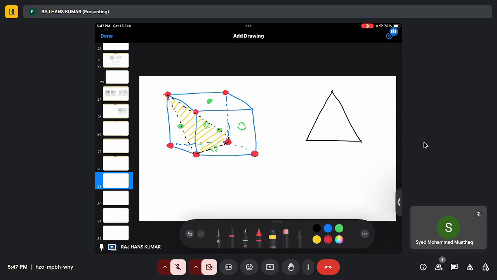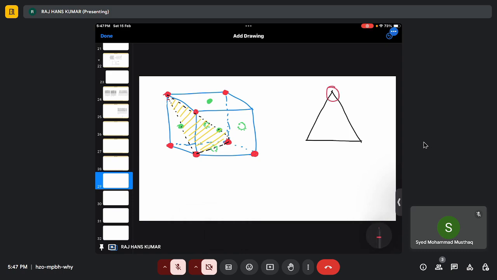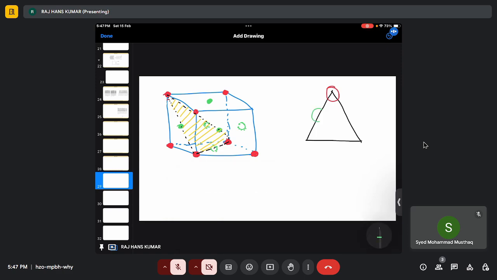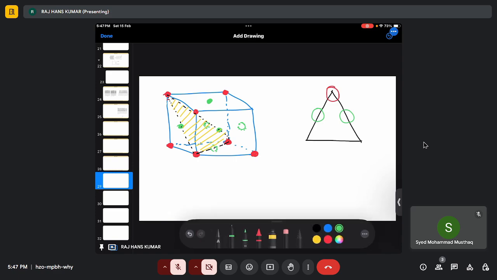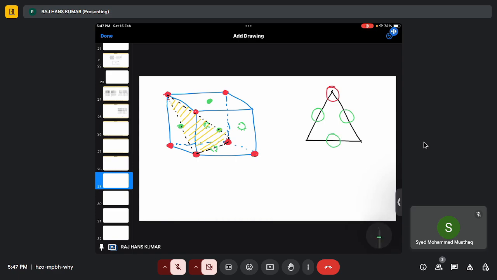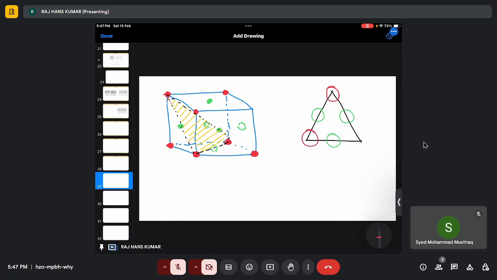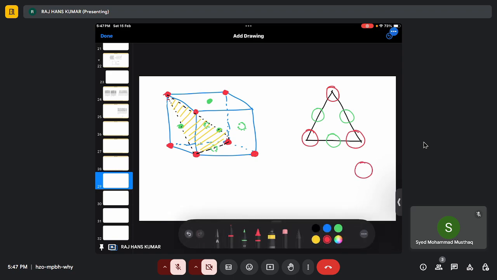So at top, I have this atom, the corner atom, and here on the surface, I have green atoms because they are face center atoms. And again, this is my another face center atom, and these are my corner atoms, right? And for simplicity, I have drawn like this, but actually they look like this. Okay.